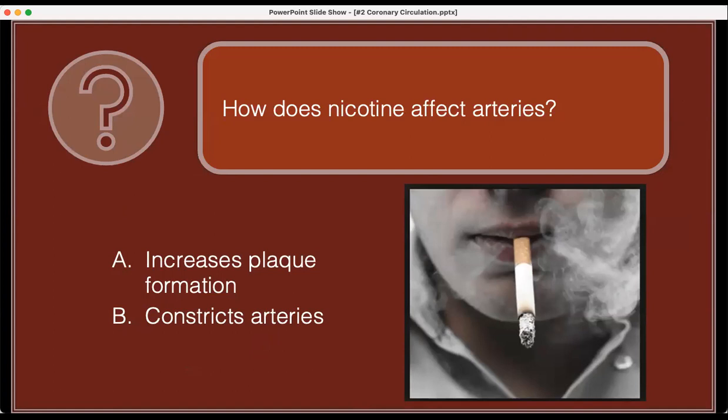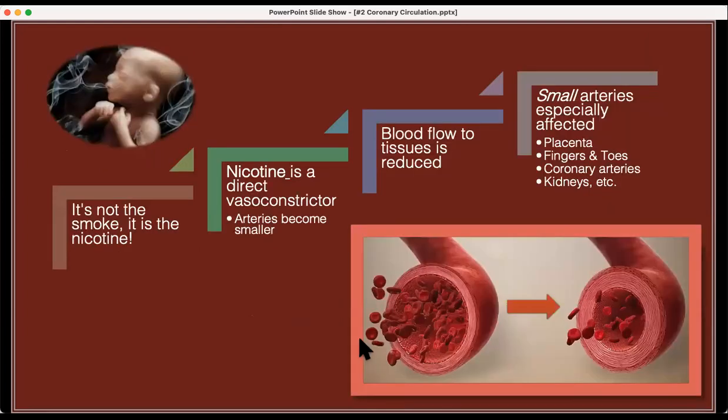All right, next question. How does nicotine affect arteries? Does it increase plaque formation, or does it constrict arteries? The answer is it constricts. It's a very potent vasoconstrictor, nicotine. So when you see these images showing an unborn baby with the smoke, it's actually the nicotine that is so dangerous to the unborn child. So it gets this vasoconstriction.